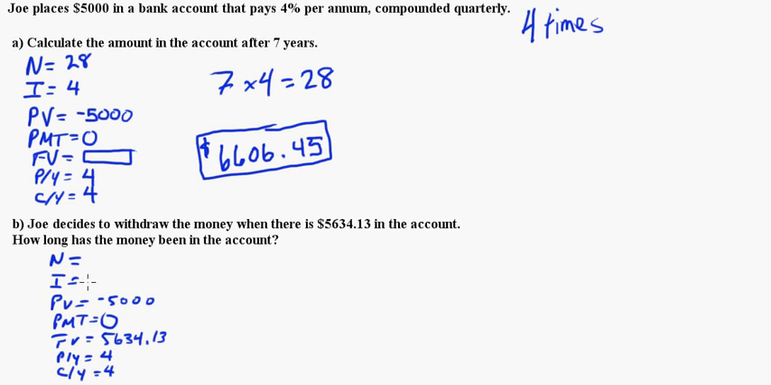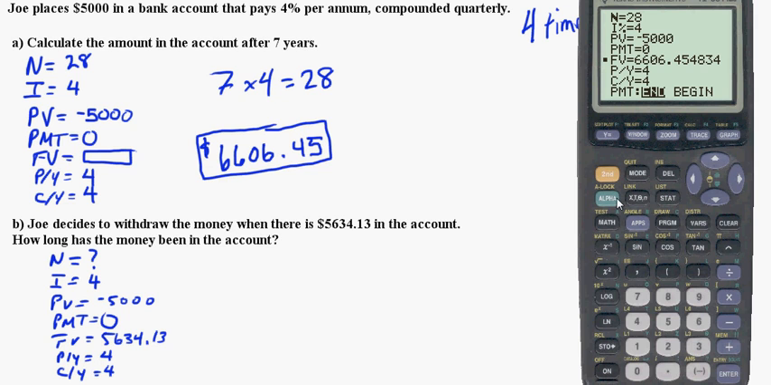The interest rate, well, okay, we're going to assume it's still 4%. And then what they want us to find is N. Okay, so this is what we're going to find right here. Now, we have to be a little careful when we find this because we're actually not going to be finding the number of years. We're going to be finding the number of quarters. So let's just clear this off here. So 0, 4, okay, negative 5,000. That's still the same. Payment 0. And what is it? 5,634 and 13 cents.